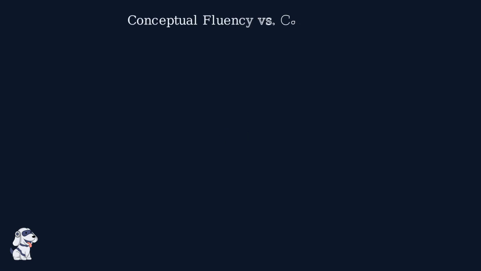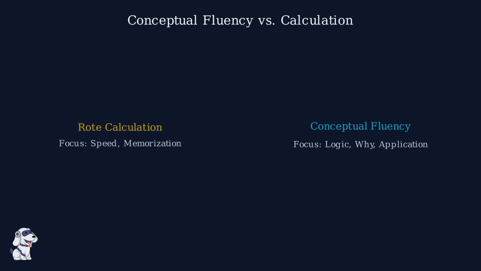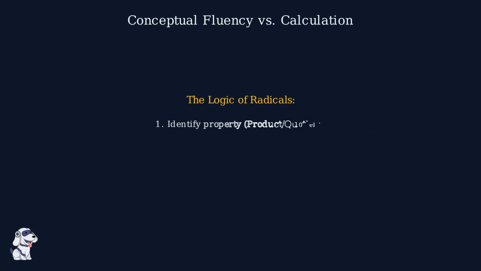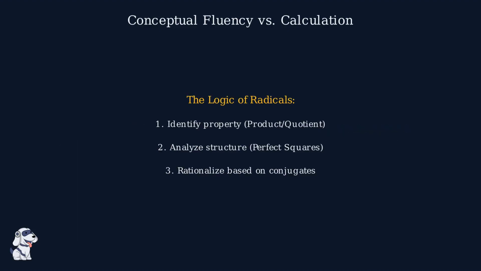In mathematics, there is a vital distinction between mechanical calculation and true conceptual fluency. By 2026, the focus has shifted from rote arithmetic to understanding the logic behind the rules. Calculation is the execution of a process. Fluency is the understanding of why that process works. Modern tools handle the heavy lifting, allowing us to master the underlying logic. Consider rationalizing a denominator. We don't just multiply by the radical, we use the conjugate to create a difference of squares. This logic applies far beyond just one problem.